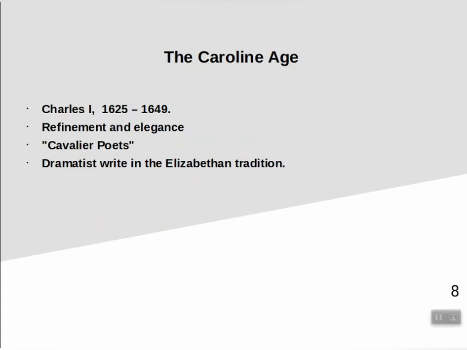The Caroline age of English literature coincides with the reign of Charles I, from 1625 to 1649. The writers of the age wrote with refinement and elegance. The era produced a circle of poets known as the Cavalier poets, and the dramatists of this age were the last writers in the Elizabethan tradition.